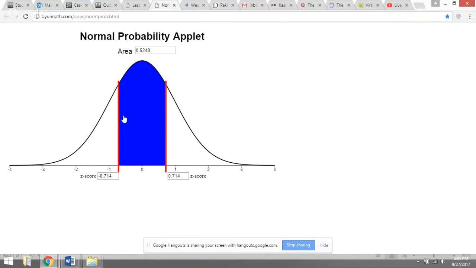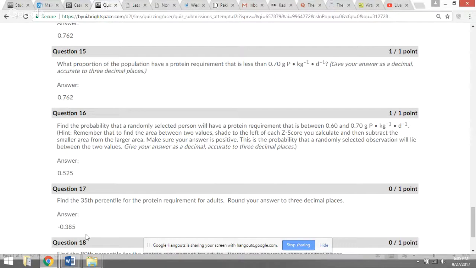So by highlighting this, it gives us the area between, which is up here 0.5248. And the answer is 0.525 because it wants you to round to 3 decimals. Does that make sense? Yes. Thank you.